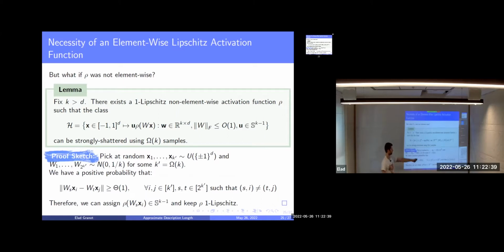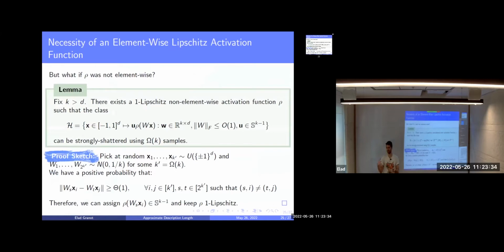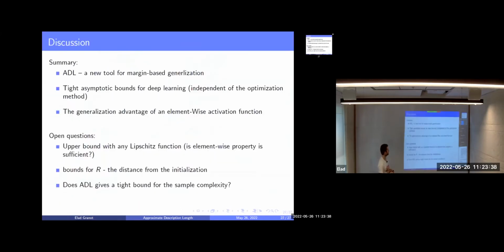And the proof is very simple. You just pick at random k vectors, k samples, and 2 to the power of k matrices, and you can show that the probability that the result of the multiplication of each with each results in points that are very far away from each other. And therefore, you can create a smart function that remembers all those points, assigns each point 1 or -1, depending on what you want, and goes from one point to the other while staying Lipschitz, because they're so far away. So this is the idea. So indeed, element-wise is a necessary property to get a width-free generalization bound.